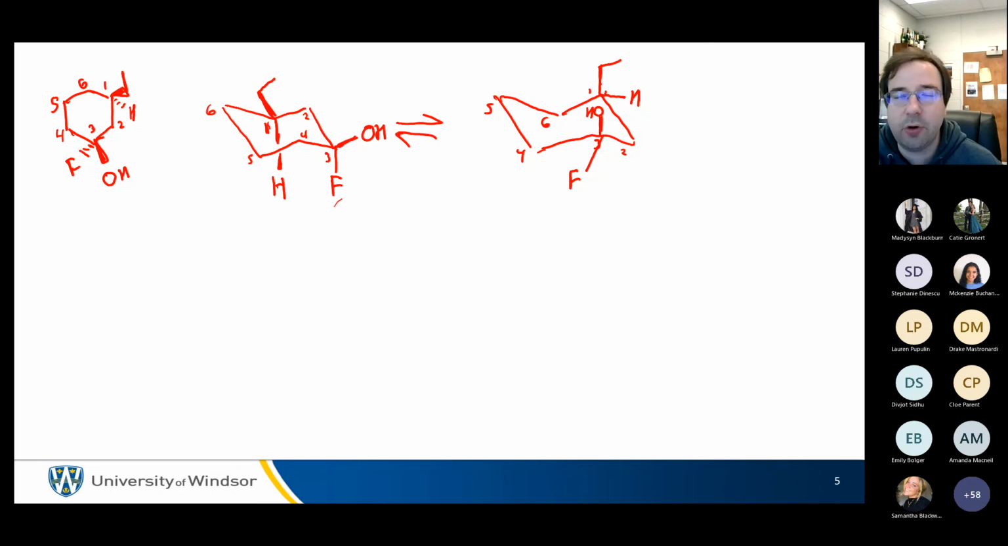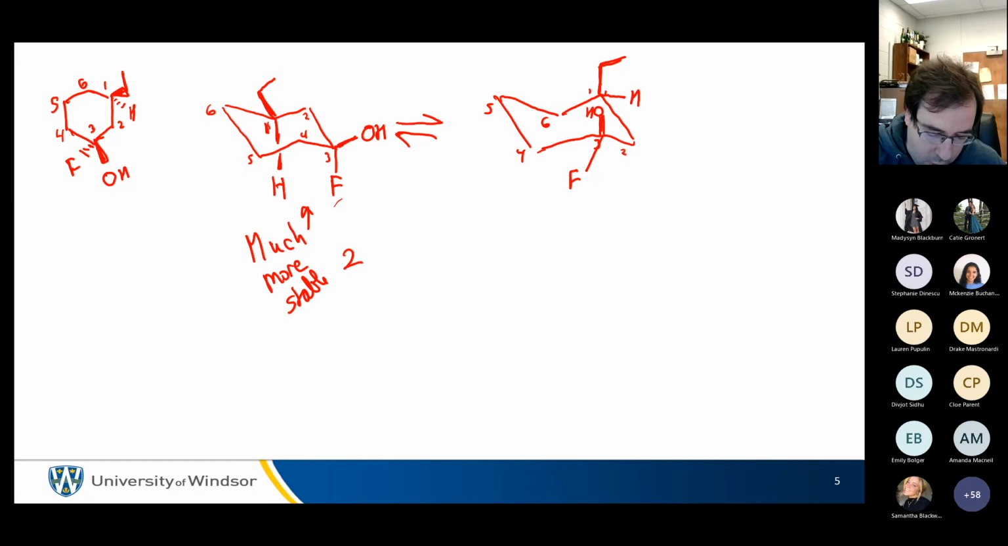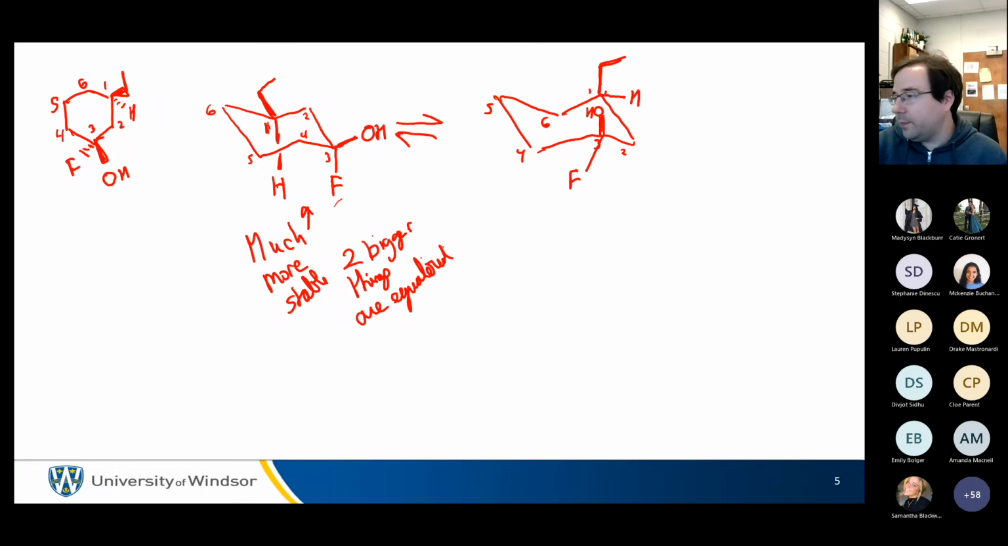Fluoride is about as small as you can get. It's the next best thing after hydrogen and deuterium. It's the smallest atom. It takes the least amount of space. So having a fluoride equatorial or having a fluoride axial is not that bad. But having an ethyl group or an OH axial is kind of sucky. And so the first is much more stable. Two bigger things are equatorial. So it's not just more equatorial, more and bigger are equatorial.